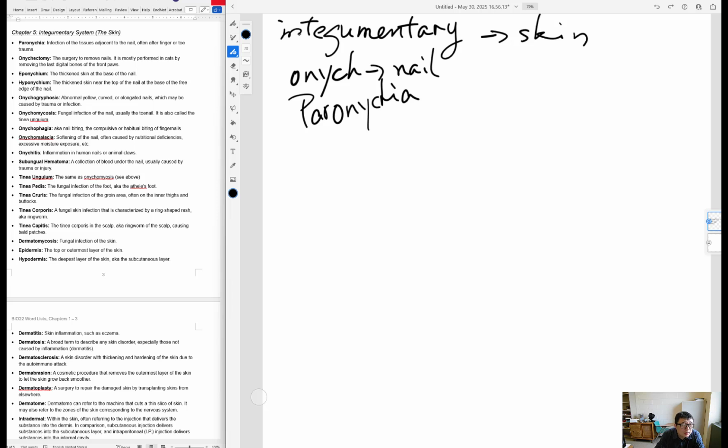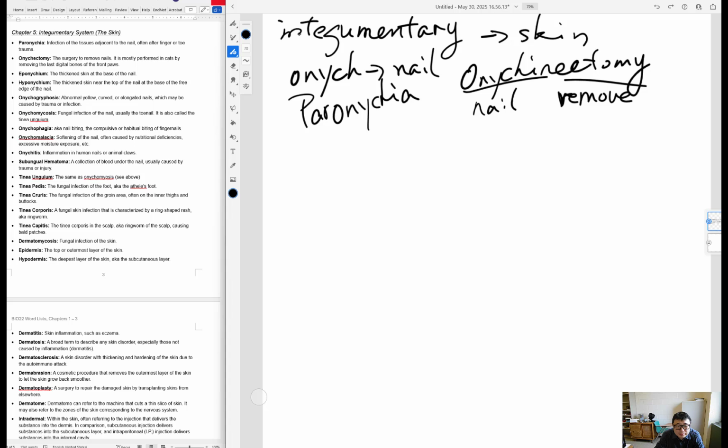And onychectomy, onych- meaning nail and -ectomy meaning remove. It means to remove the nail. I hope you still remember that -ectomy means you remove things, so onychectomy means removing the nail.